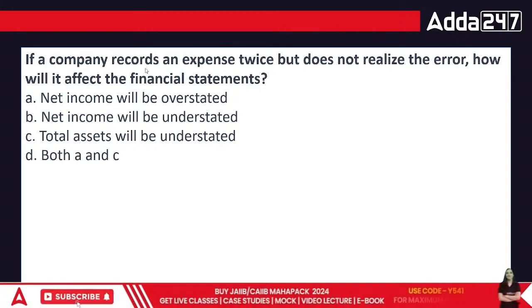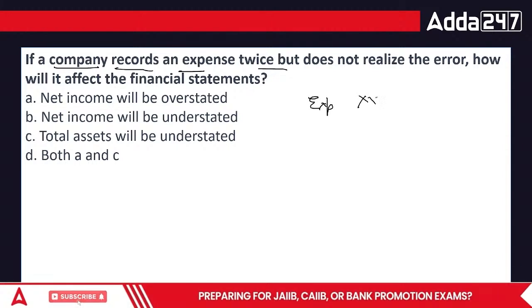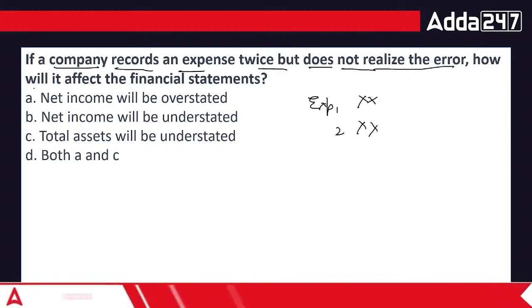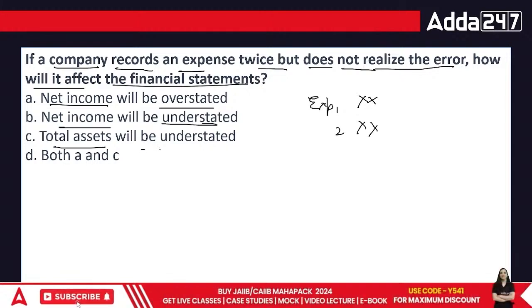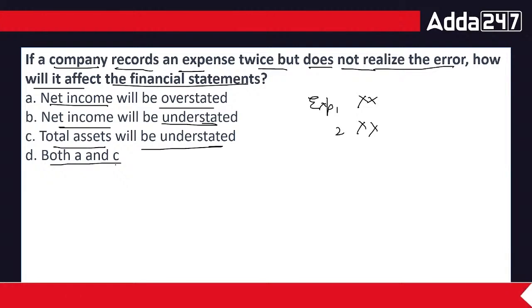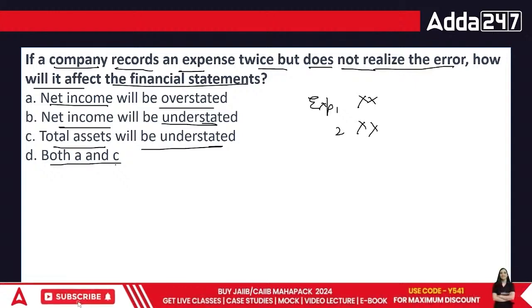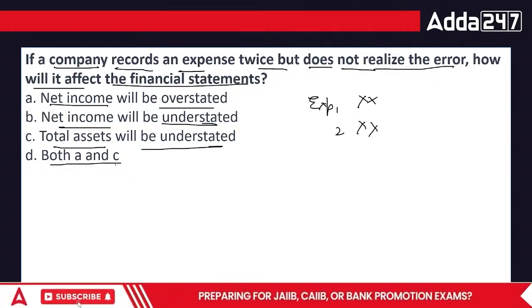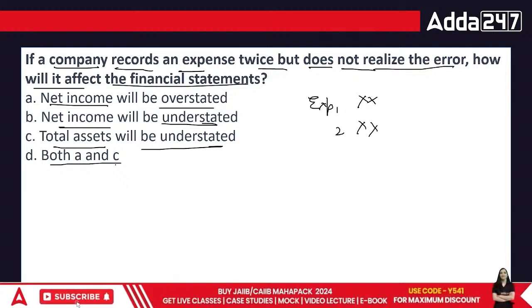So, comes the next question, everyone. If a company records an expense twice, so there was an expense which was written one time and then two times, but does not realize the error, how will it affect the financial statements? Net income will be overstated, net income will be understated, total assets will be understated, both A and C. What would be the answer, everyone?